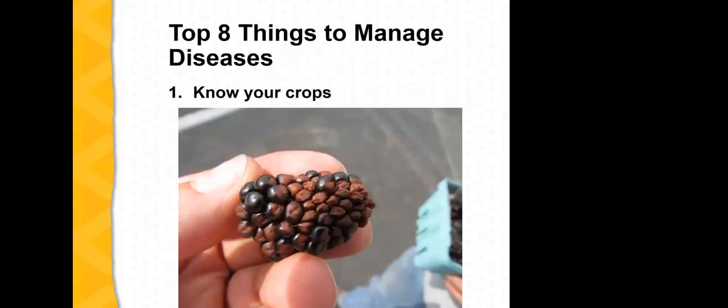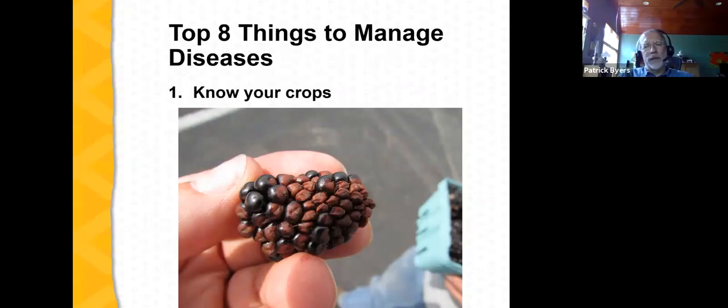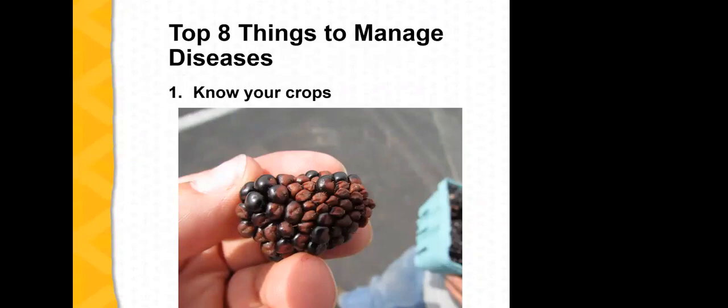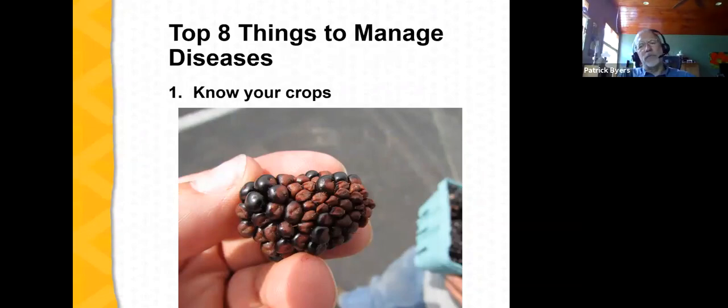So the first thing is to know your crops. And here we see a blackberry, and we have to understand what's going on here. So this is a disease called anthracnose, and it's striking the fruit. And yes, it's a problem now, but if we want to manage this disease, we have to know that management starts before the blackberry even leaves out in the spring.